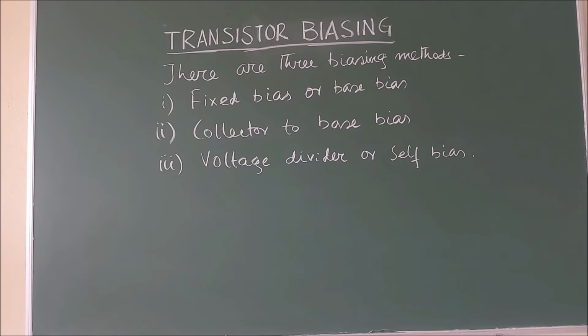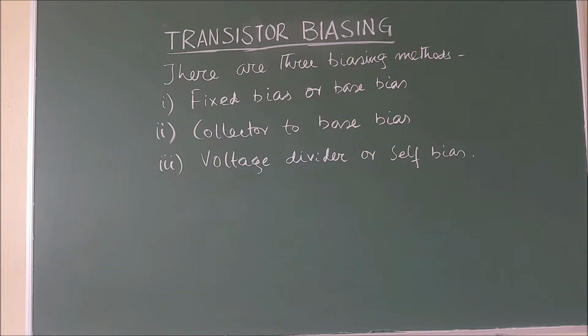Now, the objective of biasing a transistor is the establishment of the Q point by connecting the transistor to an external voltage source using appropriate circuits. The Q point is determined by the available supply voltage, the load resistance of the amplifier, the amplitude of the signal to be amplified, and the allowable distortion of the output signal.